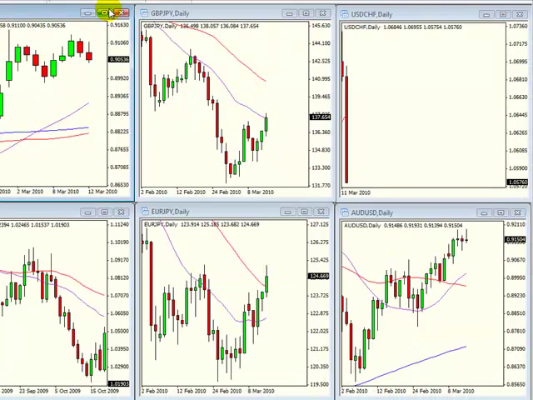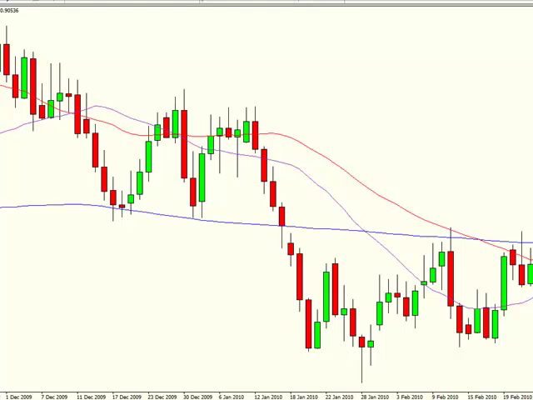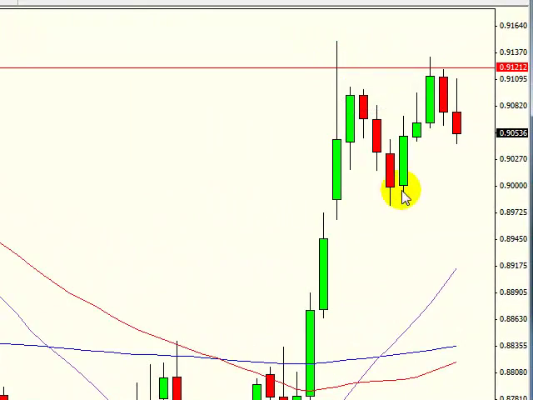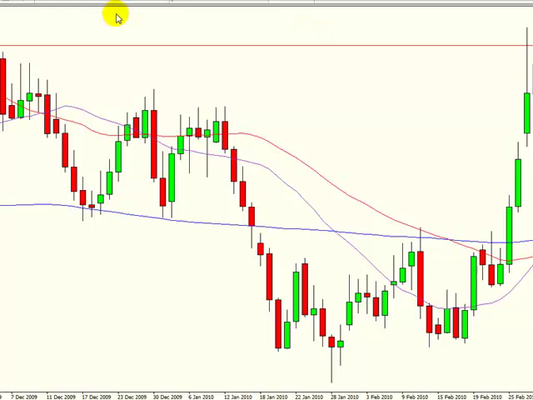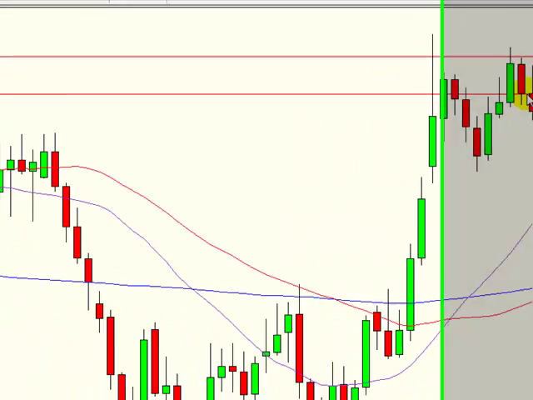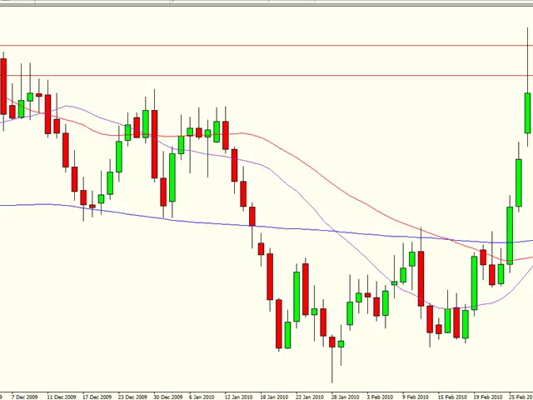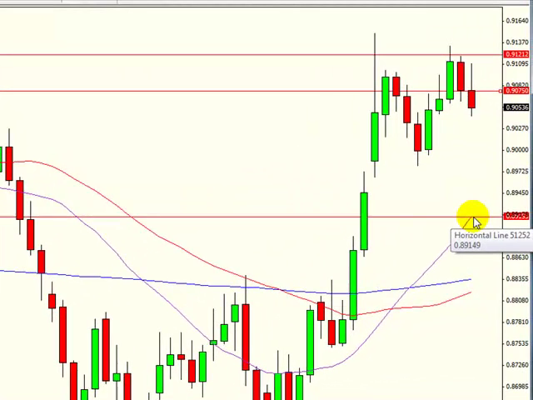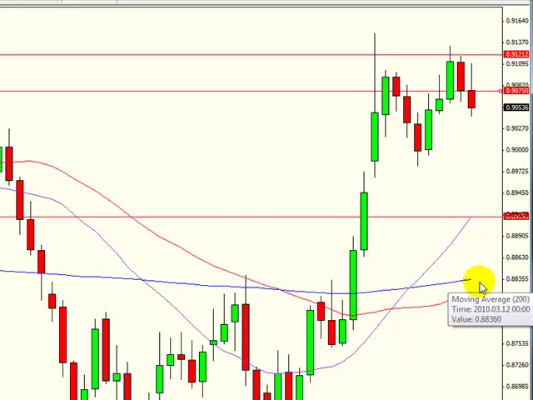Okay, next the Great British Pound Euro. You can see that we had a double test here of this 91 area. We tested it in here, we dropped down, and now we tested it again and we're headed lower. We recently had a sell signal because this bar closed lower than the lows at this point. So on Sunday this would be an ideal sell signal with a target of around 89.15, because that's where the 20 period moving average is, and then a further target of around 88.35.